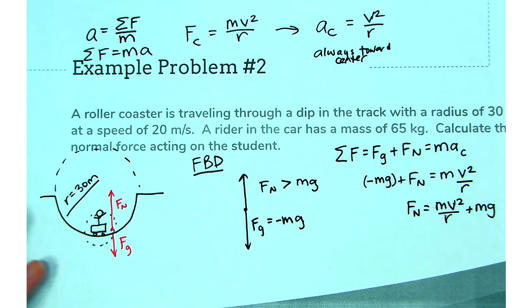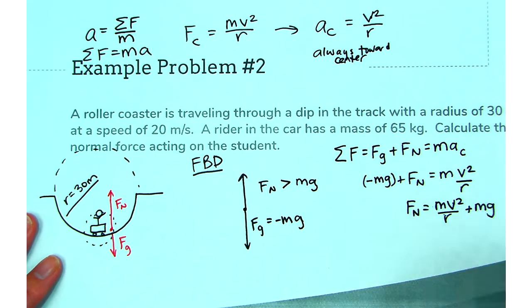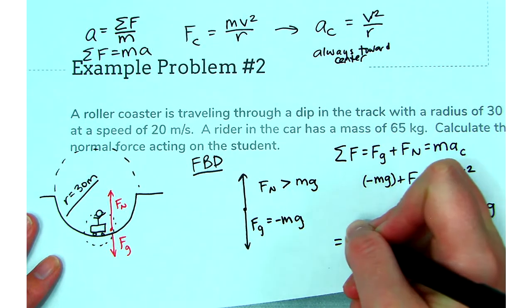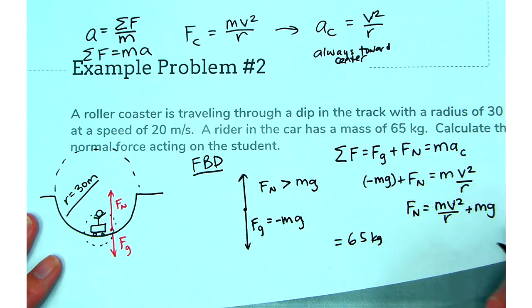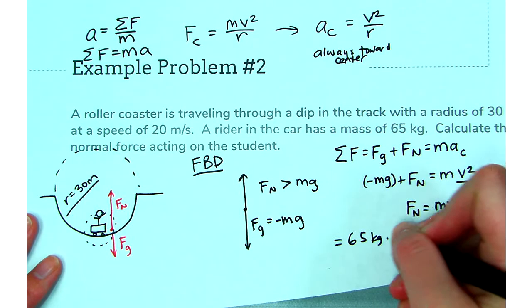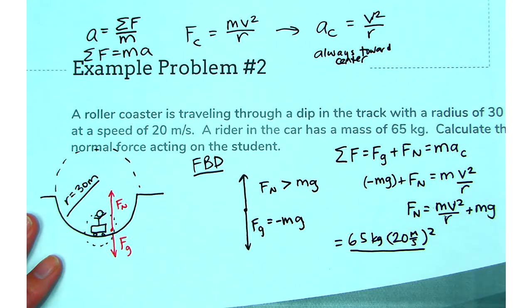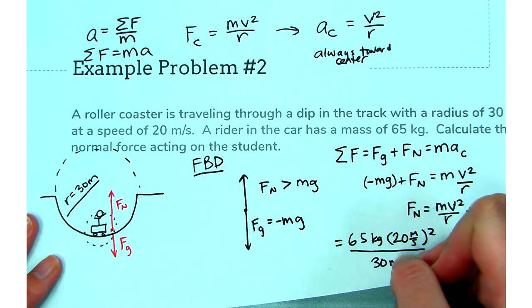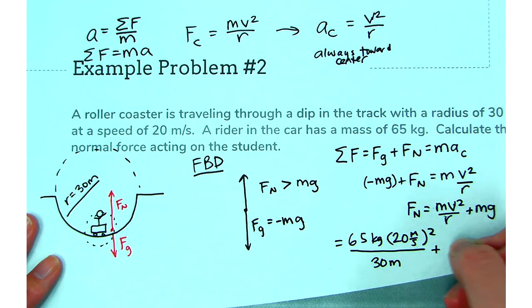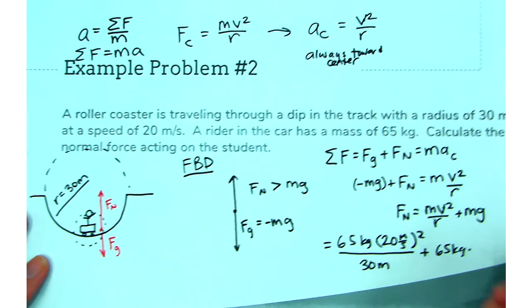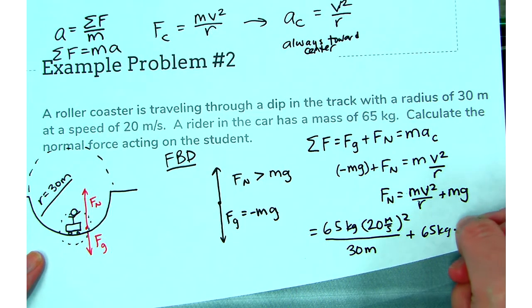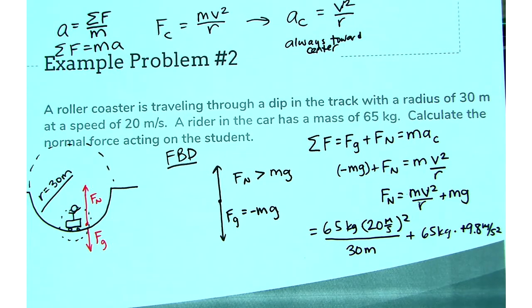So this is going to be 65 kilograms times, what do they do? They're going up 20 meters per second. Square that. Divided by 30 meters, plus 65 kilograms times positive 9.8 meters per second squared. All right, and then plug in my numbers, do some math.